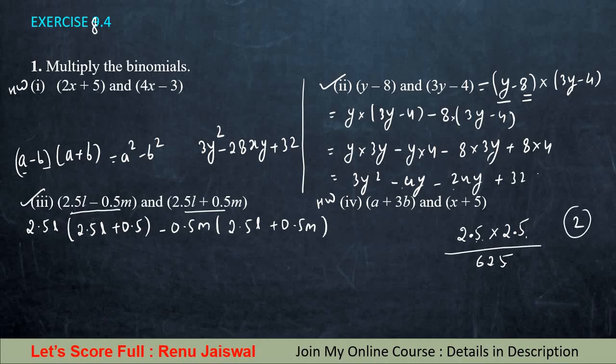Means 1 and 2, 2 digits. Why 2 digits? Because after the decimal in the multiplication I have 2 digits: after the decimal 1, after the decimal 1, 2. So that is why I have shifted 2 places here.